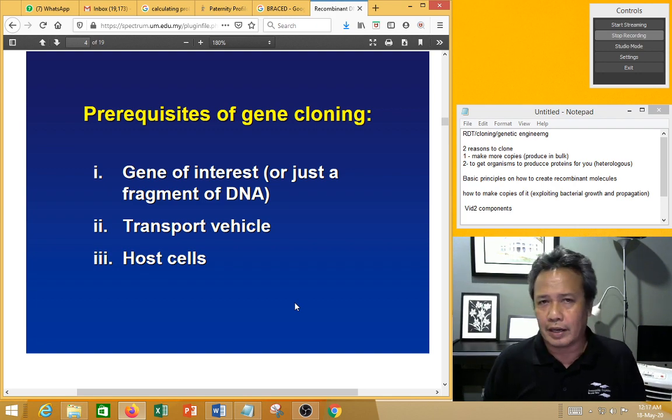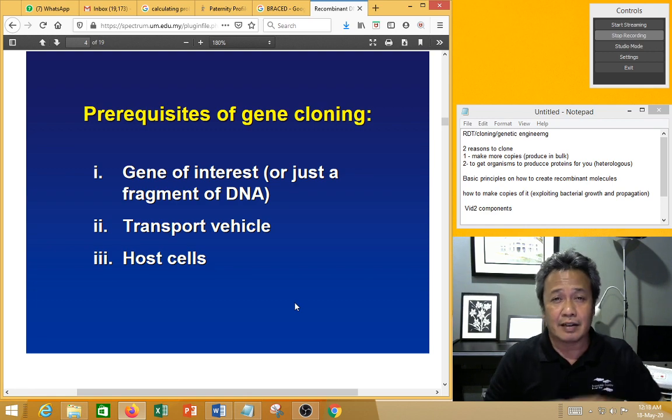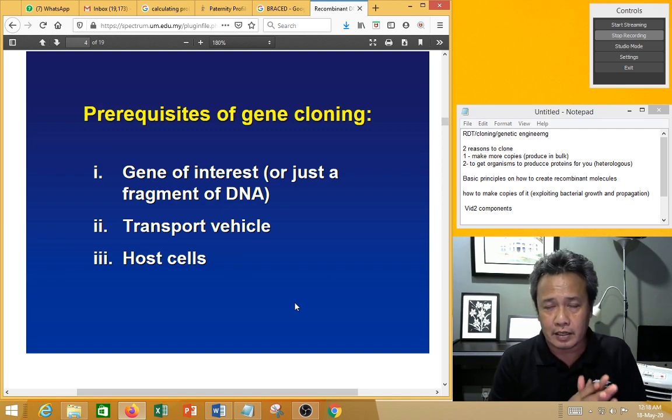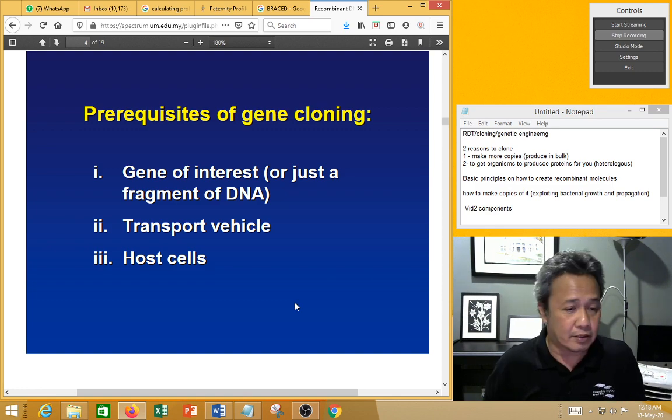Again, you can clone in yeasts. You can clone in mammalian cells. There are various cloning systems, but for the purpose of this course, we are limiting the study to bacterial systems. So transport vehicle, we're talking about plasmids. Host cells, we're talking about bacterial cells. All right.